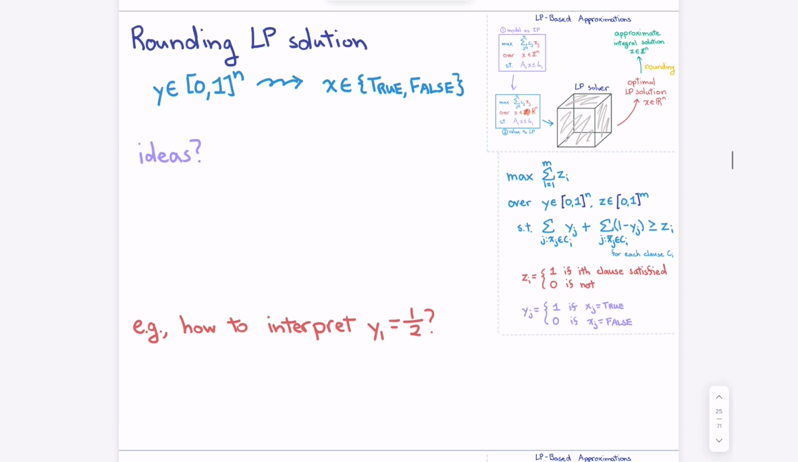Okay. So now here then is our big question. At some level the LP is giving me some kind of hint, something like an assignment. It's giving me values between 0 and 1. And I want to take these fractional values and ultimately convert them to an assignment, true or false. That's what we want to output. The basic question is, 1 probably means you should set it to true, 0 probably means you should set it to false. But what does y1 equal to 1/2 mean?